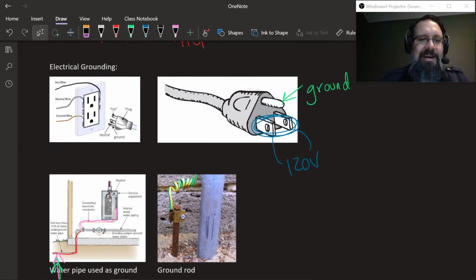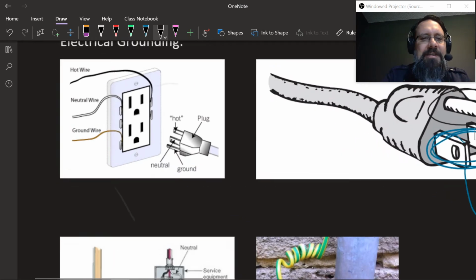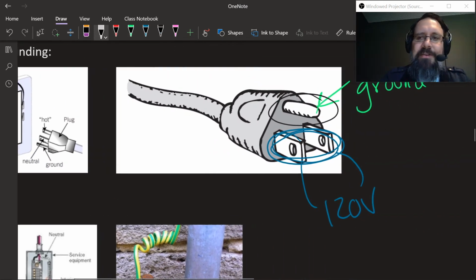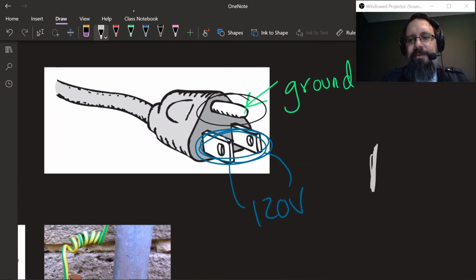That's why you always want to make sure that you never remove this thing, because if you remove it, there's a potential that you can get electrocuted if there's a malfunction in the device. Because I've seen a lot of people in their houses who have old-style electrical outlets where they only have the two plugs.